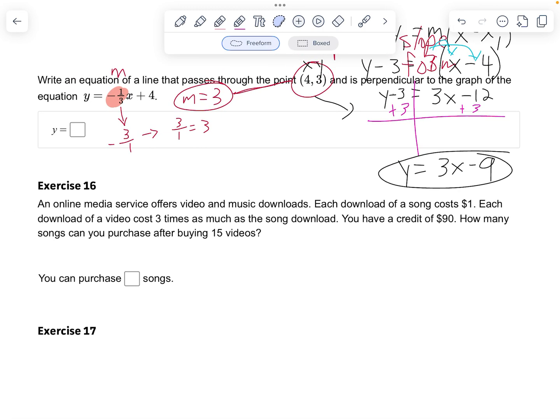16. An online media service offers video and music downloads. Each download of a video costs 3 times as much as a song downloaded. So a song costs $1. A video costs obviously $3 because it's 3 times as much. You have a credit of $90. How many songs can you purchase after buying 15 videos?